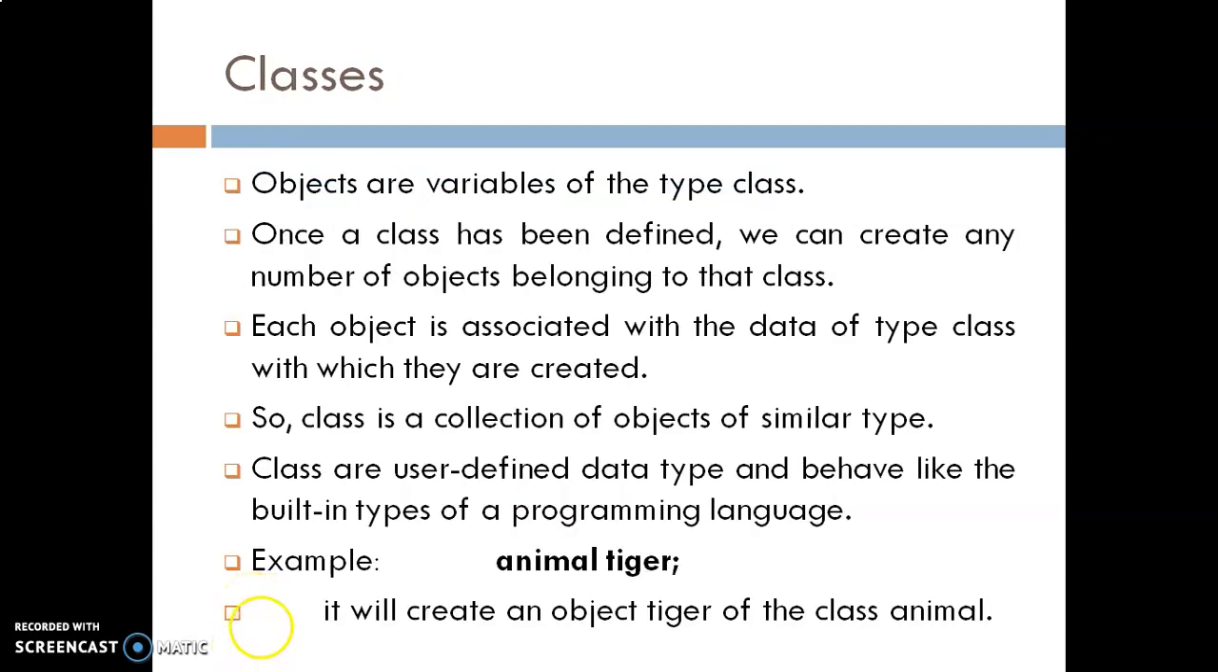Classes. When we are talking about a class, it is a collection of objects of similar type. Similar type means tiger, lion, deer, elephant; they all belong to the same category of animals. Similarly here, the name of the class is animal and the object name is tiger. Here we have created an object tiger of the class animal. So the important thing is that objects should be of the similar type. It is a category, so objects belong to the same category.